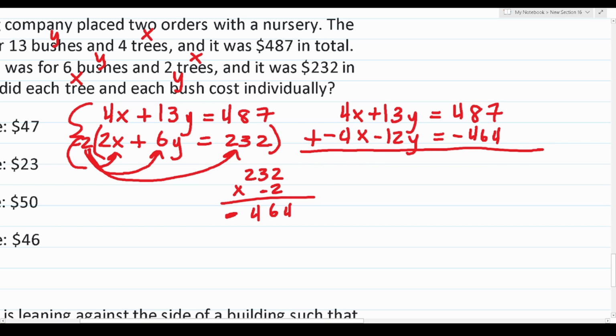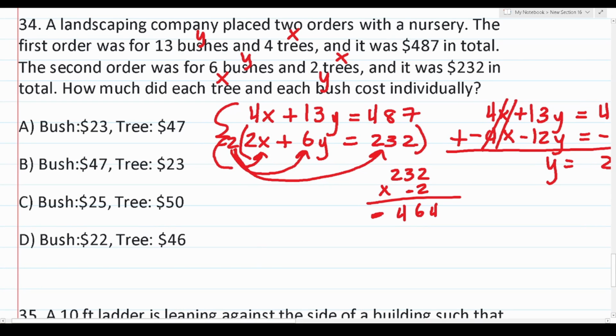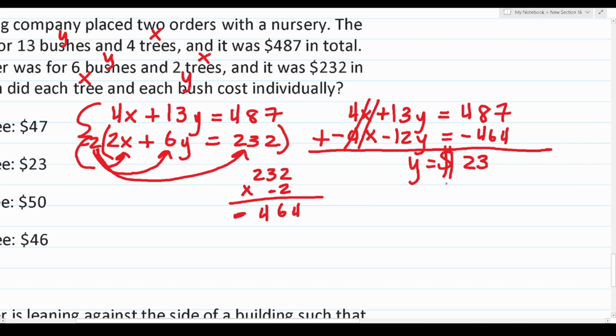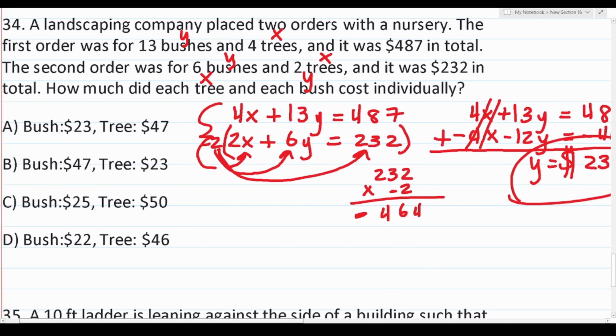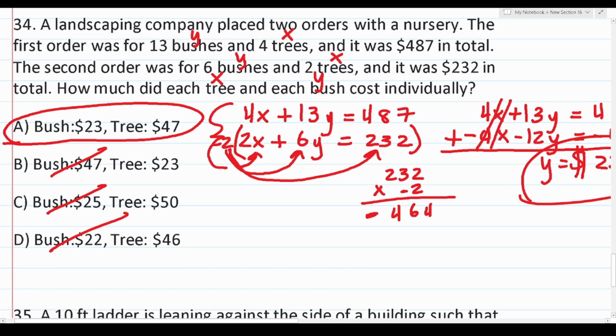Now we're going to add these two equations together. 4x minus 4x is eliminated, so we got rid of the x variable. 13y minus 12y is just y. And then we have 487 minus 464. 7 minus 4 is 3. 8 minus 6 is 2. And 4 minus 4 is nothing. So we can see that y, which refers to bushes, says that each bush cost $23. So let's look through this problem to see which of those says that. Again, y refers to bushes. Bushes are $23 a piece. The only logical answer in this case is bush being $23.